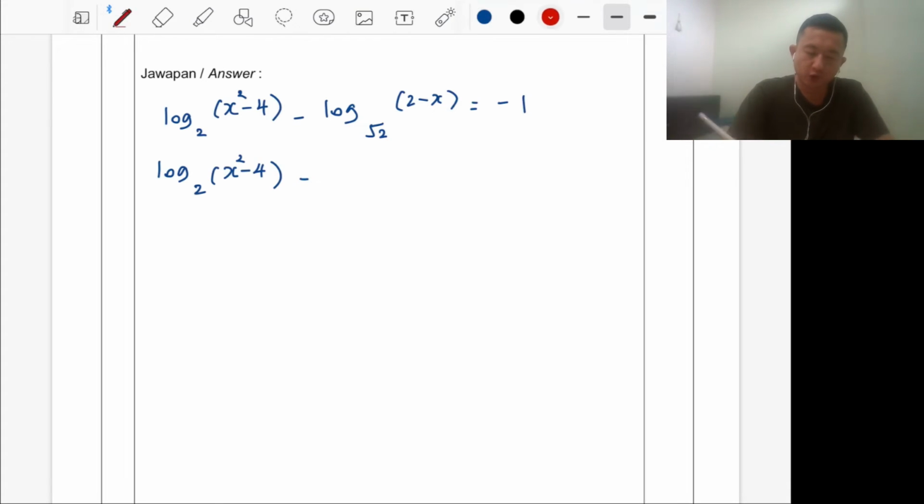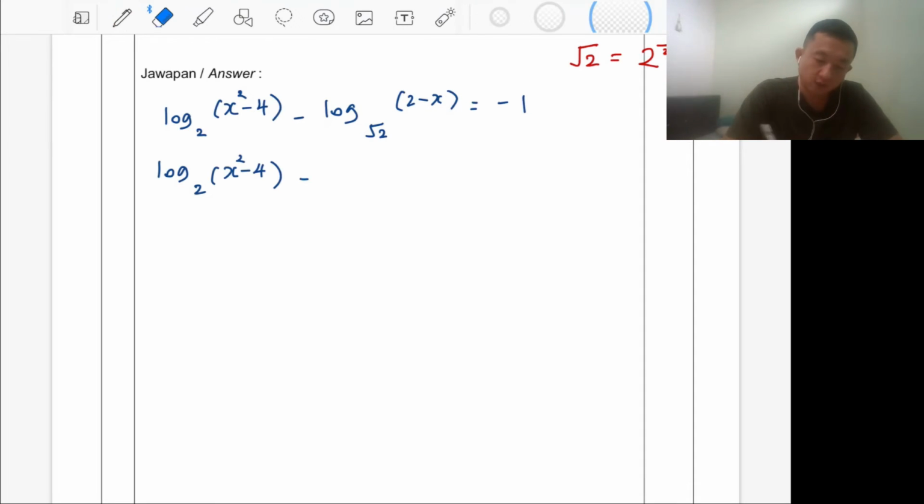Okay, I want you to know that square root 2 is the same as 2 to the power of 1 over 2. And that's a shortcut that I want to introduce. So this one can be written as 2 to the power of 1 over 2. And the power for this will be 1.